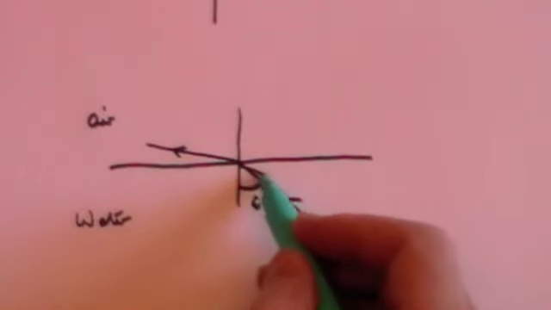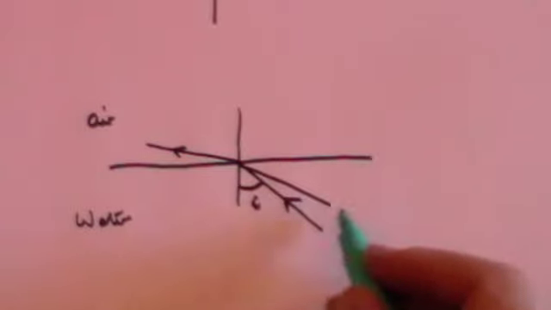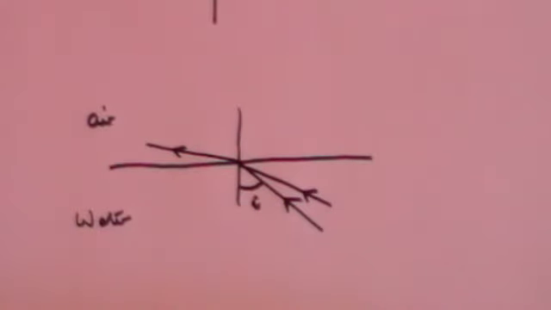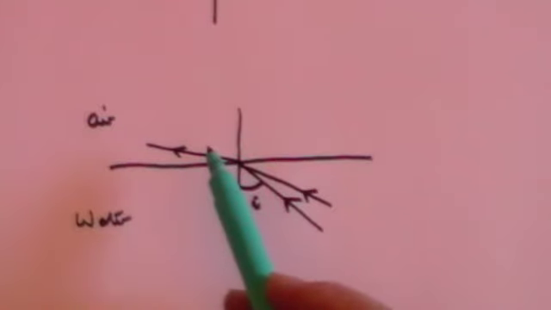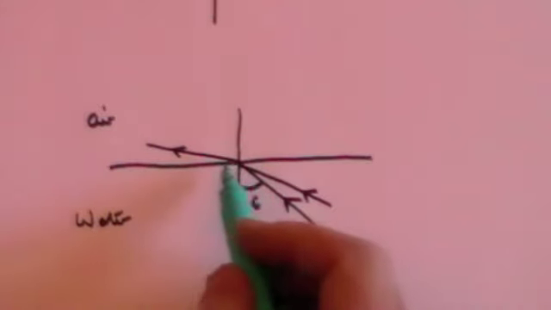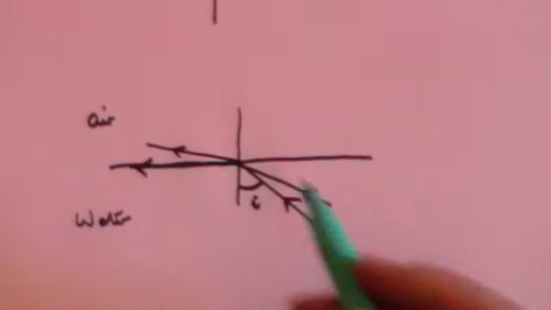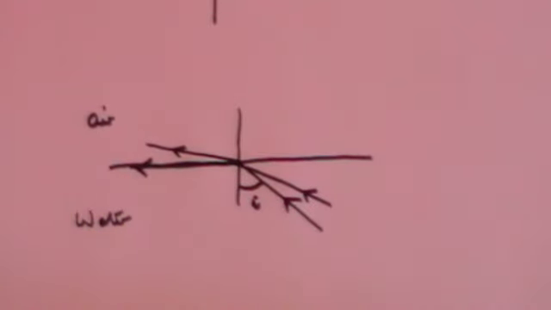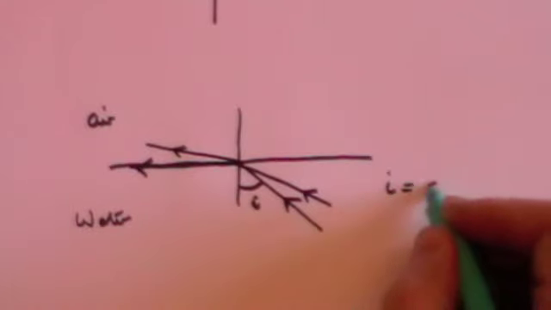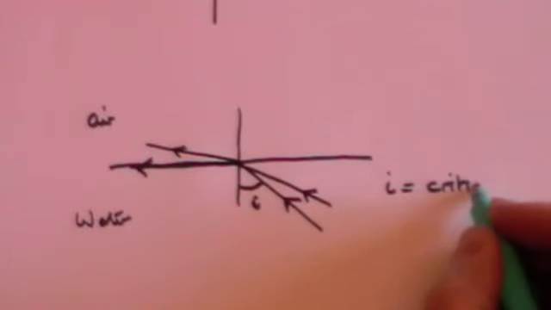Now, if I increase the angle of incidence so that it's now larger, that will refract the light ray even further from the normal. And eventually I'll get to a point where it is coming along the surface of the water. And when that happens, the incident angle is called the critical angle.